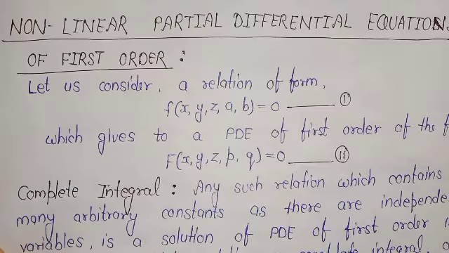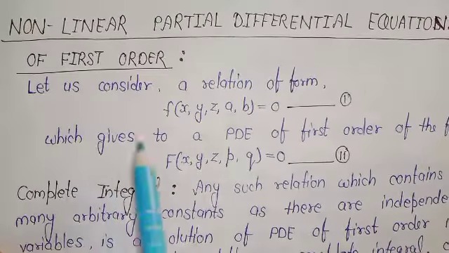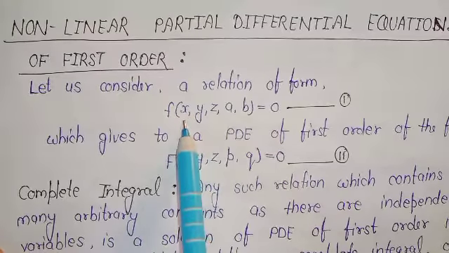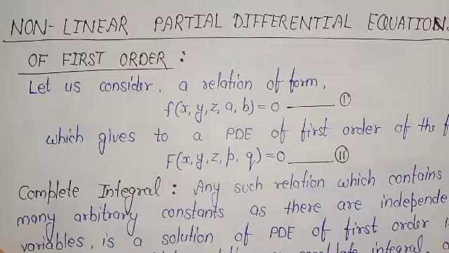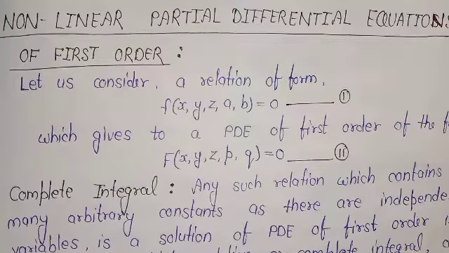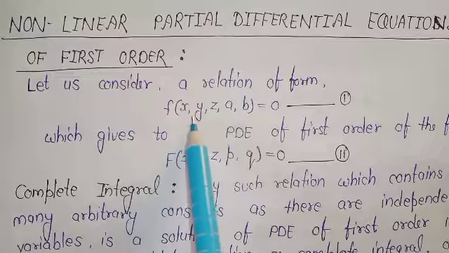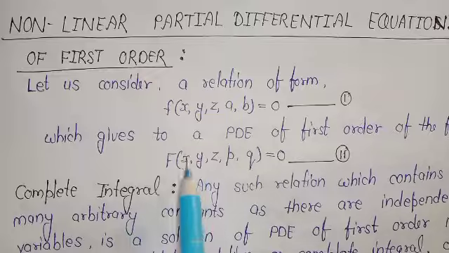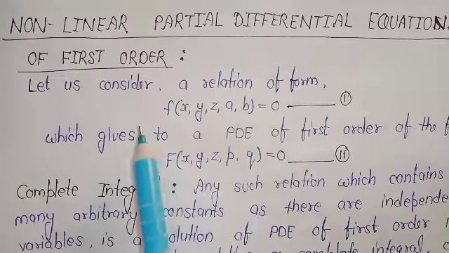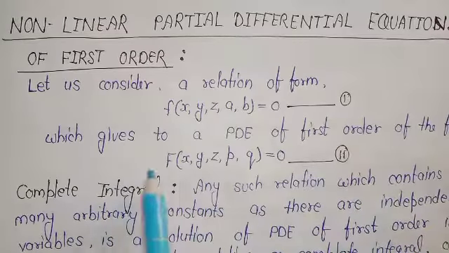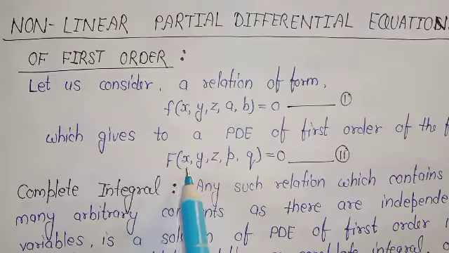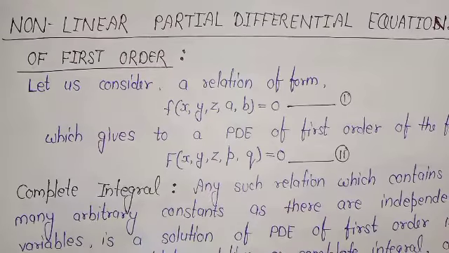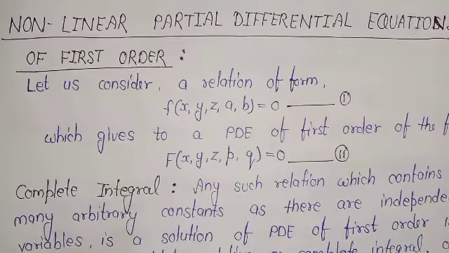And I also told you a very important note point: if the number of independent variables in a partial differential equation is equal to the number of arbitrary constants, then the partial differential equation that is formed is always of first order. So in this case we get a PDE of first order of the form f(x, y, z, p, q) = 0, where f is a new function of x, y, z, p and q, and p and q are the first order partial derivatives. So this is converted into a first order partial differential equation.